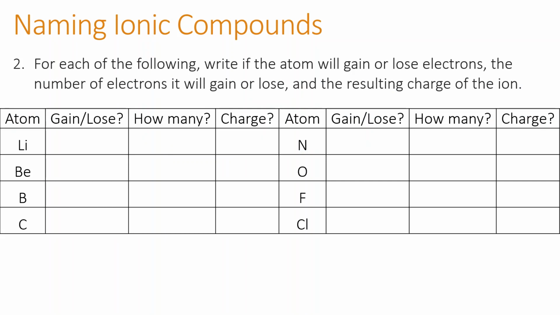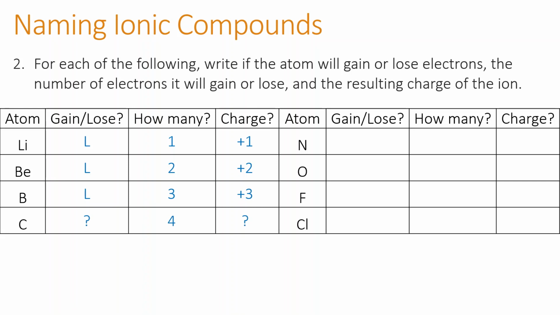So lithium is in the same column as sodium, meaning it has one valence electron. So it's going to lose that one valence electron and form a +1 charge. Beryllium has two valence electrons, so it's going to get to an octet by losing those two and forming a +2 charge. Boron has three valence electrons, so it's going to lose those three and form a +3 charge. And whenever we get to carbon, carbon has four valence electrons. So we're not really sure if carbon is going to gain or lose to get to an octet.